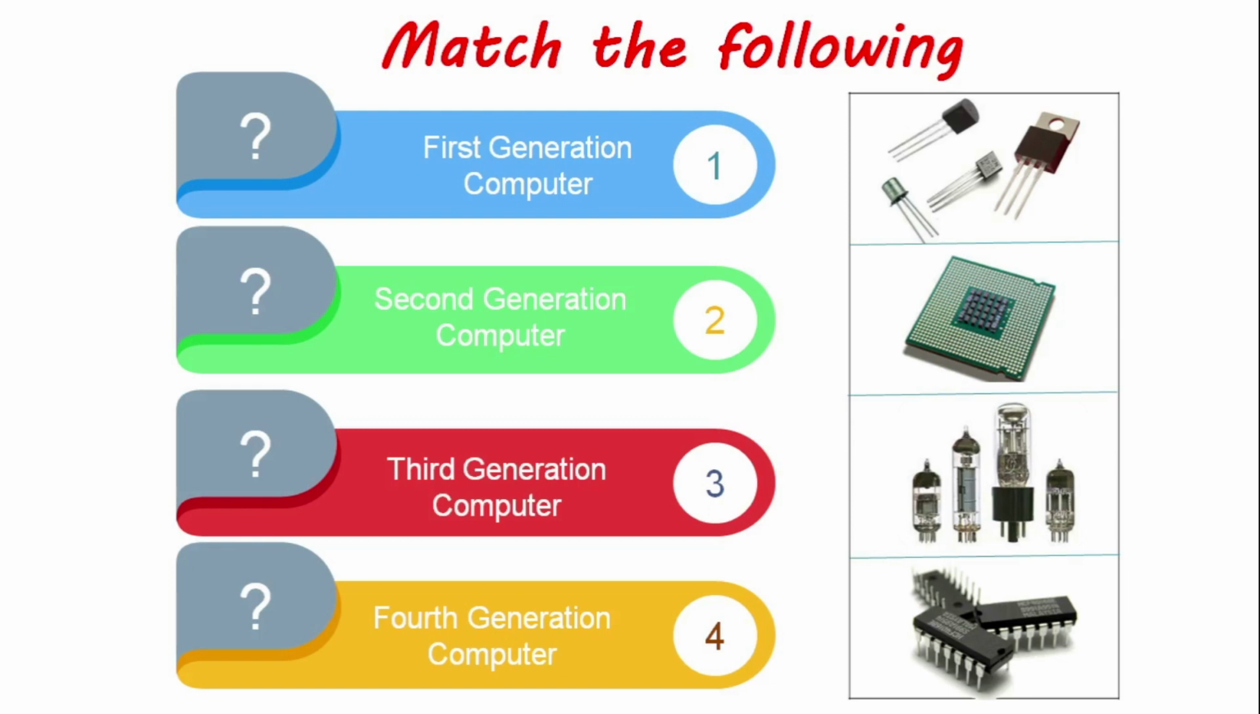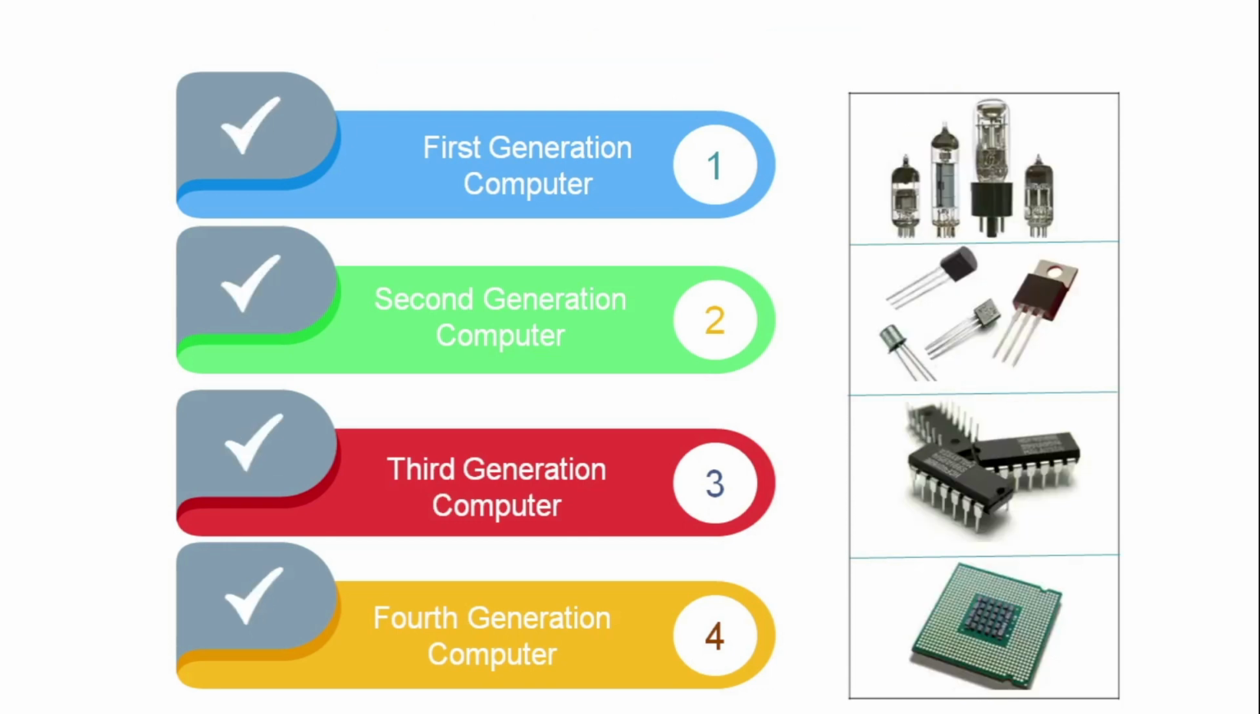So yes, now we have an interesting match the following. We will see the components. Here as you see, the names are given. First generation computers used vacuum tubes. Second generation of computers used transistors. Third generation of computers used integrated circuits, that is IC, and fourth generation used microprocessor. Let's see. Yes, we have gotten all our 4 questions right.